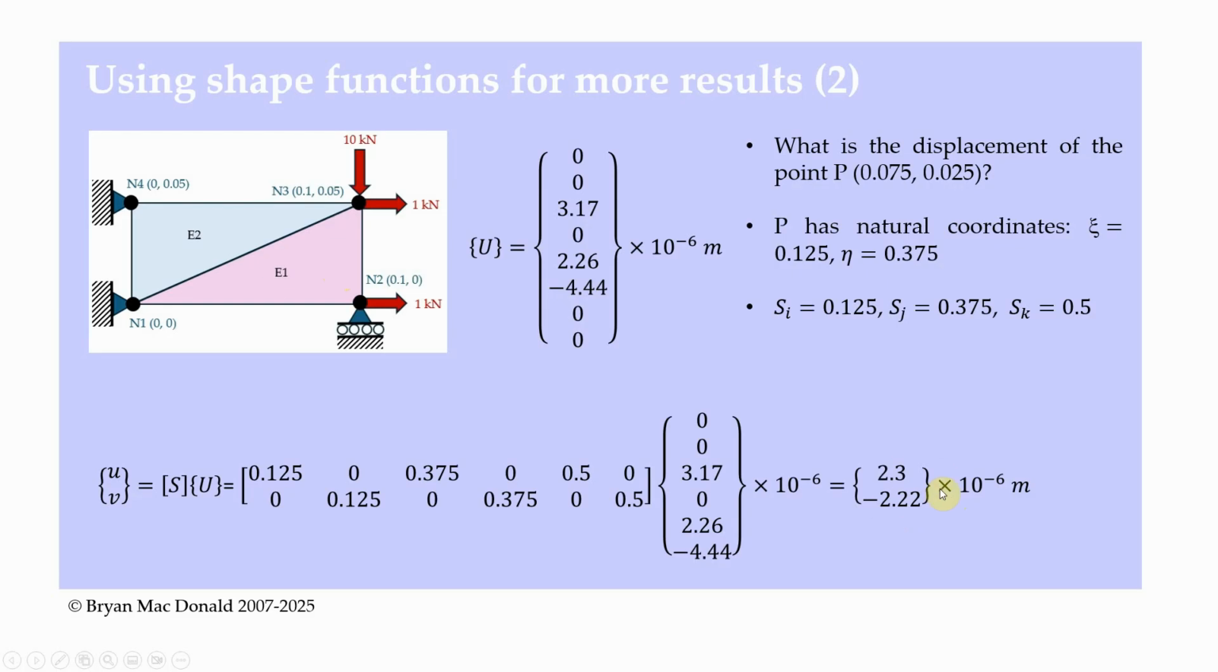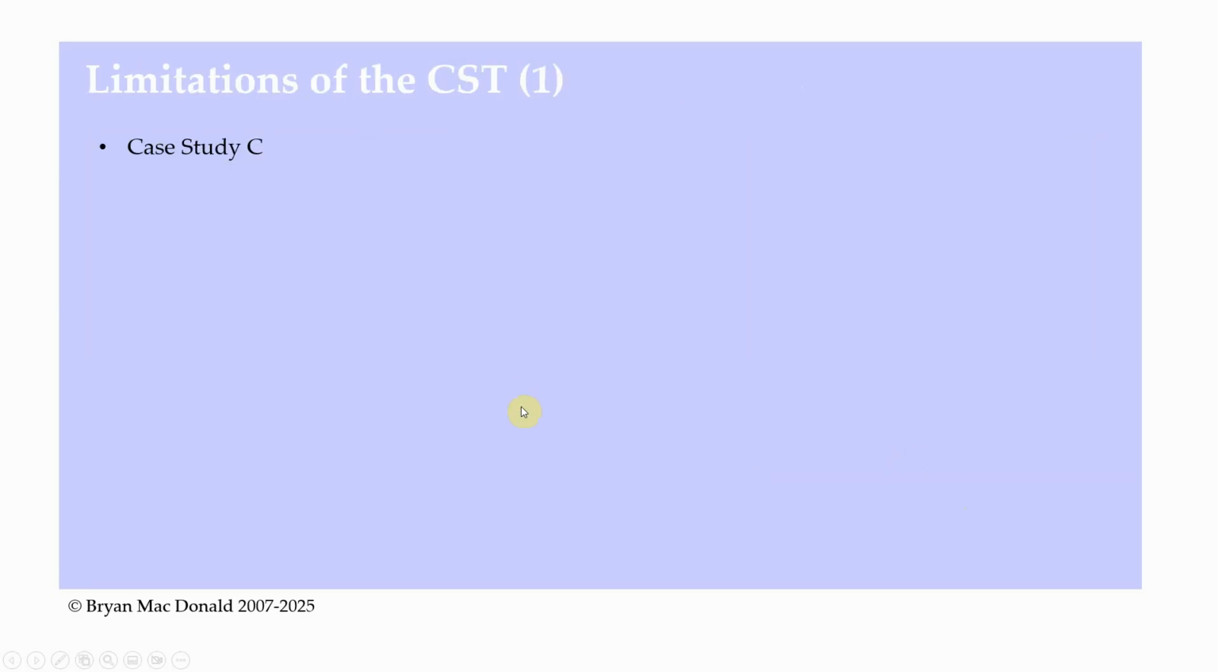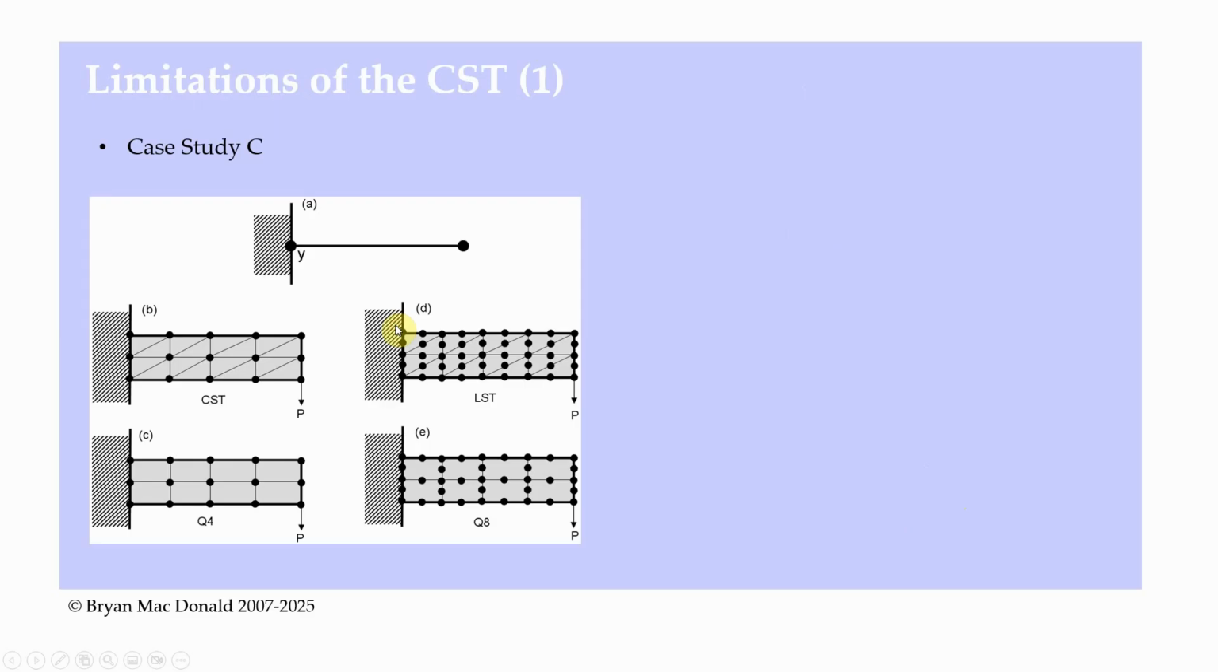So those results would appear to make sense. Okay, the final thing we're going to do then is just look at some of the limitations of the constant strain triangle. And to do this, we're going to reference case study C in the book. What case study C does is it performs a beam bending analysis, and it looks at using different types of elements to do that.